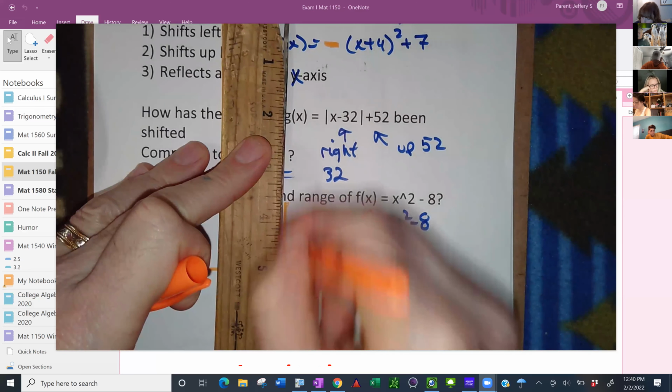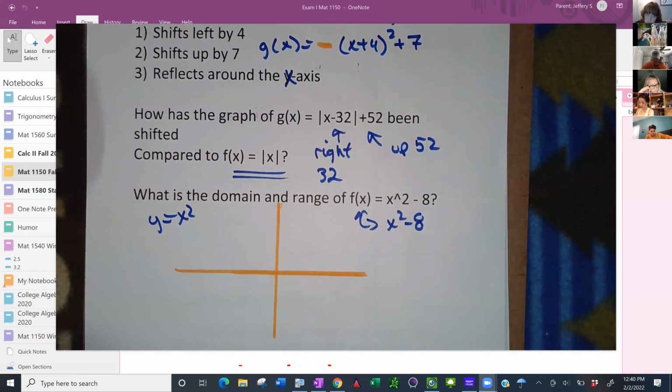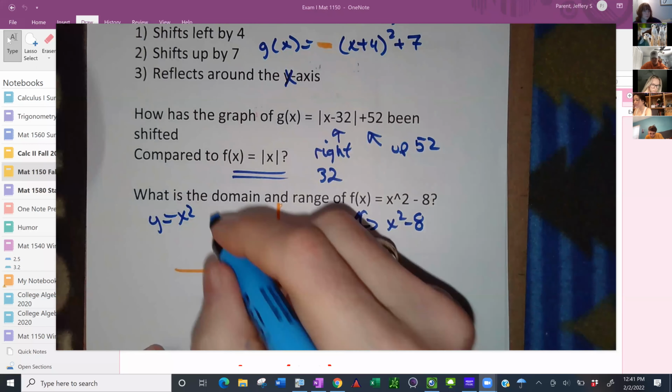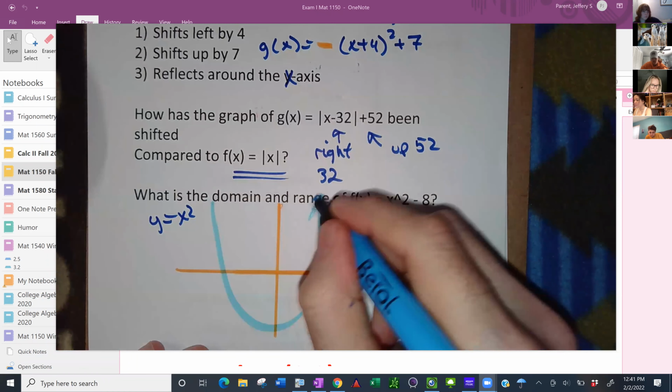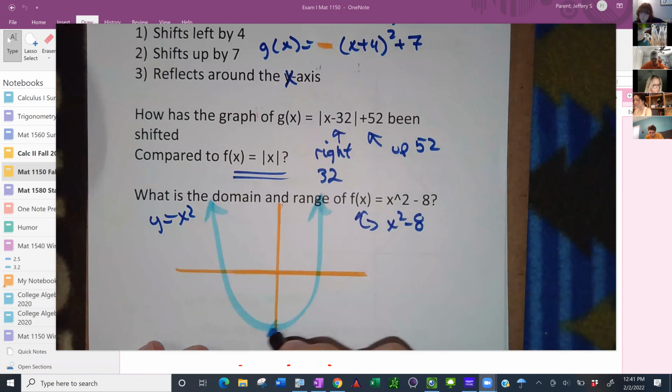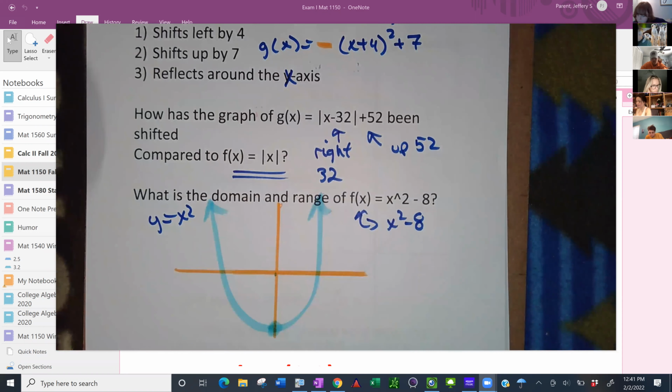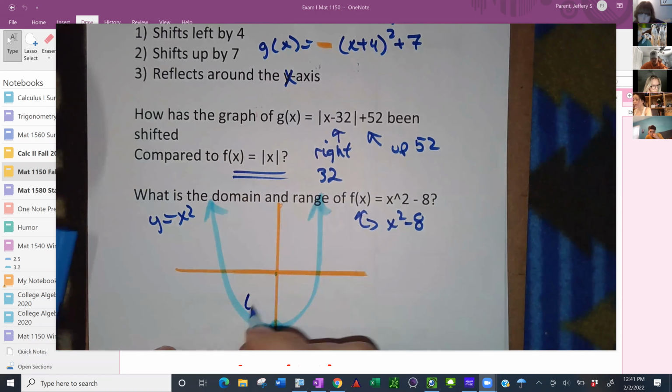Now what's the basic shape of y equals x squared? Something's been shifted down 8, but what? What's that basic shape? Parabola. Yeah, a parabola. All right. So instead of having a vertex at 0, 0, this is going to go down to 0, -8.